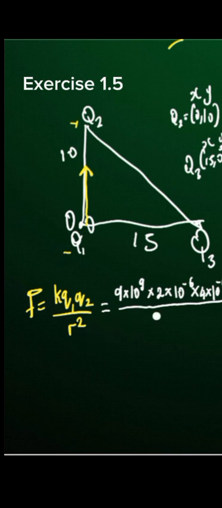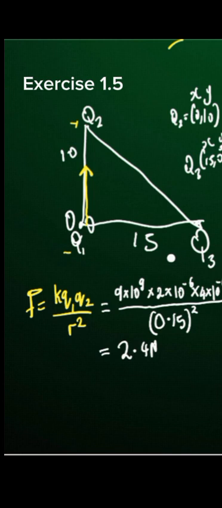So what is our R here? R is the distance of separation. The distance between Q3 and Q2 is 15 cm. Converting 15 cm to meter, that becomes 0.15 meter, right? All square. When you evaluate this in your calculator, we have a value as 2.4 Newton.